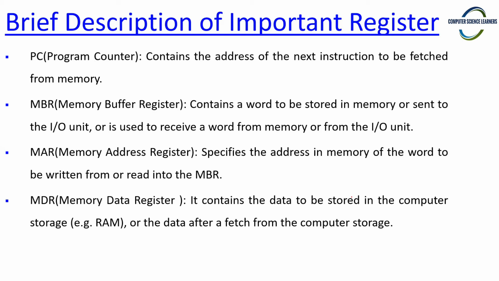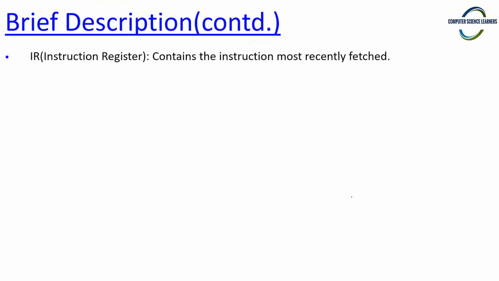Memory data register, as the name suggests, is going to read the data from the memory. Whatever data, whatever word is to be read from the memory or stored in the memory, will go through the memory data register. Then the instruction register, as the name suggests, will contain the instruction that is fetched from the memory. Obviously we know a program is a set of instructions, so whenever we execute any program, it is executed instruction by instruction.